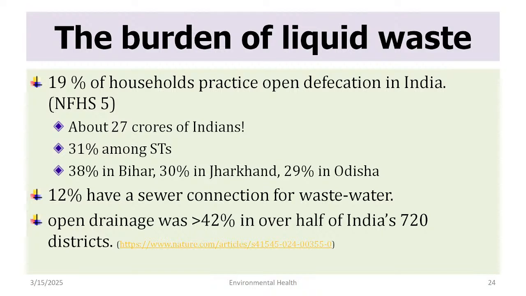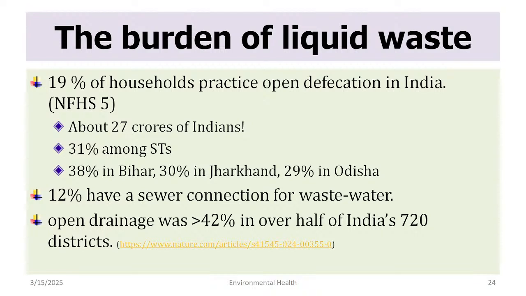And if you look at some vulnerable population, see, 31% among STs. So 31% means it is quite higher as compared to everybody else. And then there are states where it is quite high. So these states, these populations are what we talked about initially, vulnerable populations. So there, the burden of liquid waste would be higher. So the liquid waste related diseases would be higher in those places.